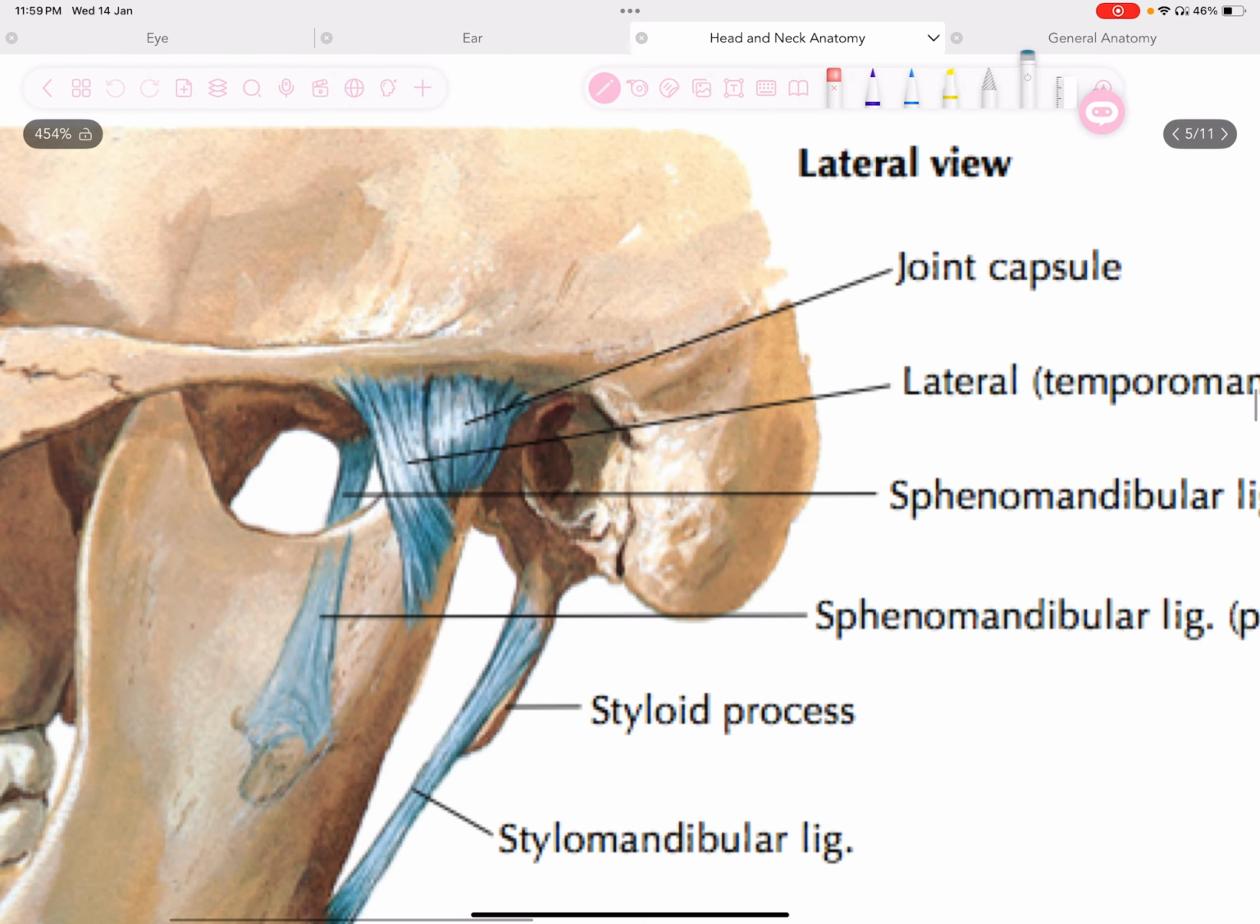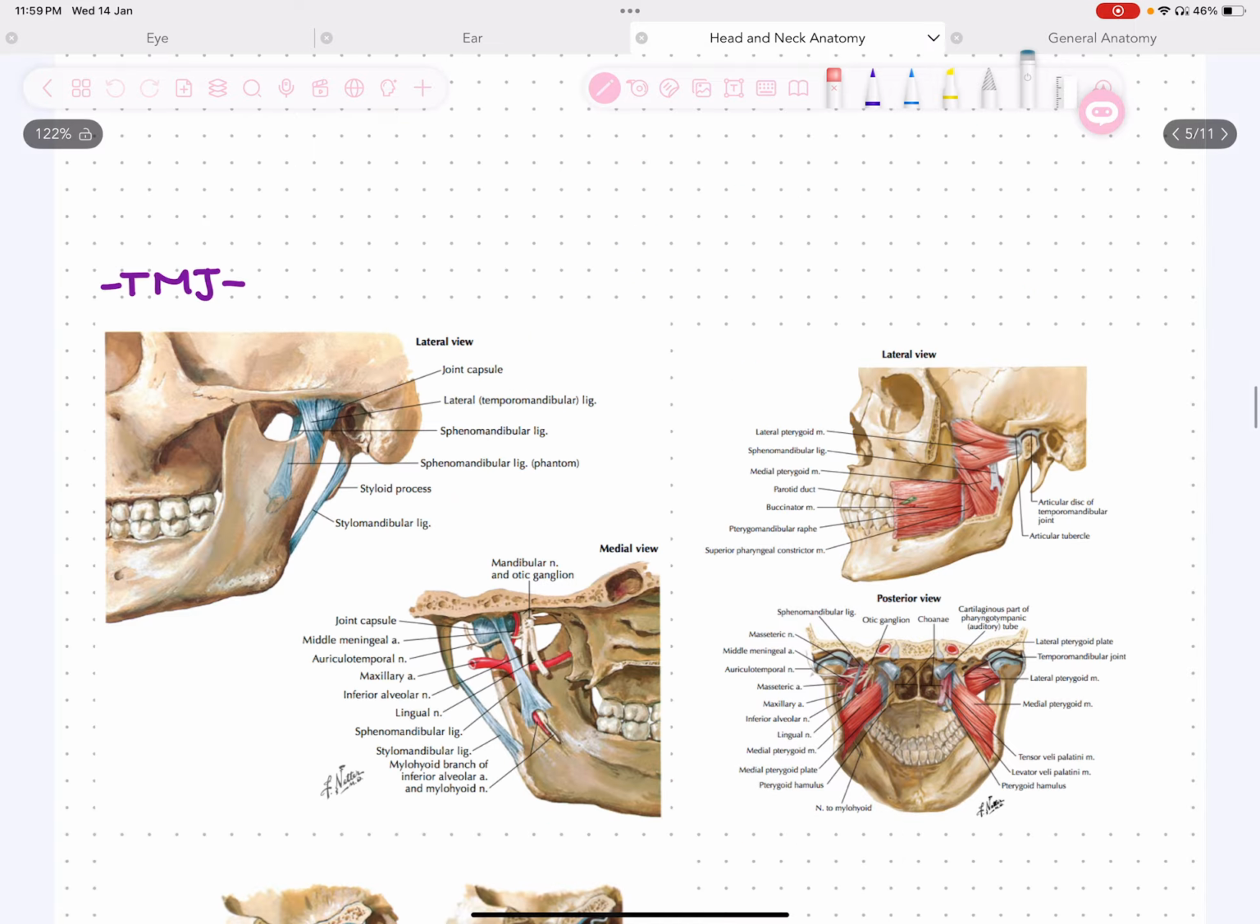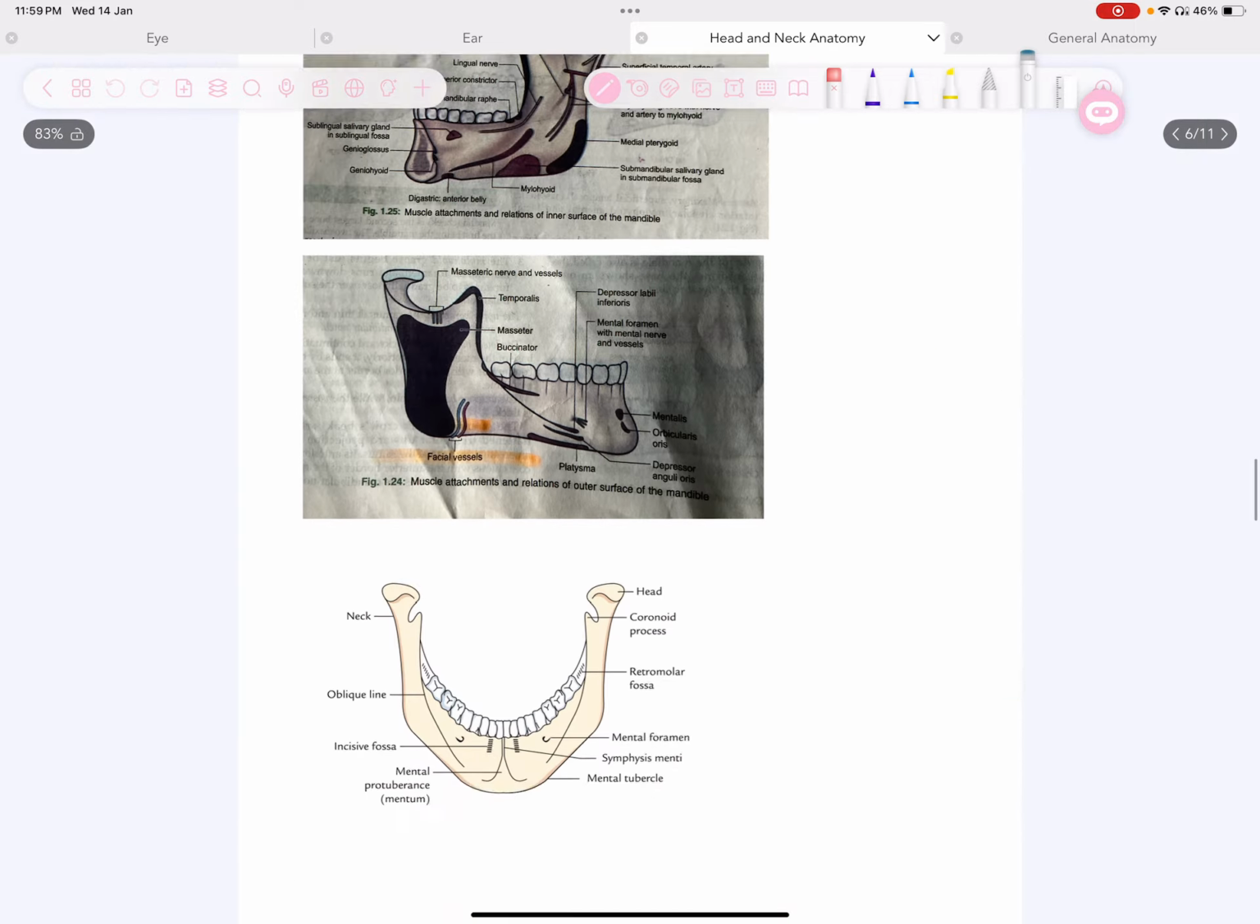So for now, just know the temporomandibular joint is basically a synovial articulation between the articular tubercle and the mandibular fossa of the temporal bone above, and the head, or you can say condyloid process, of the mandible below. And let me just go to the temporal bone now and let's get that done with.